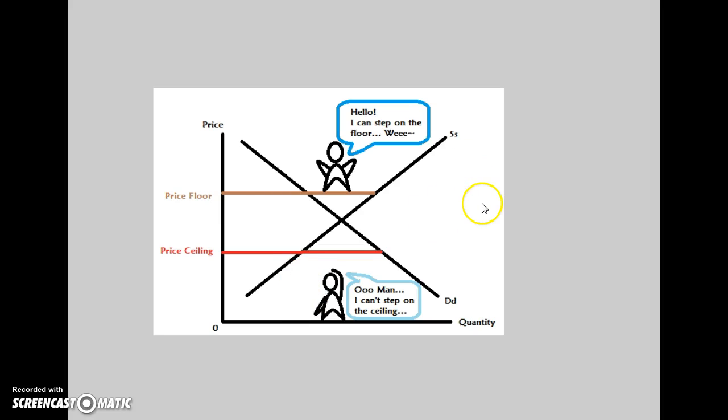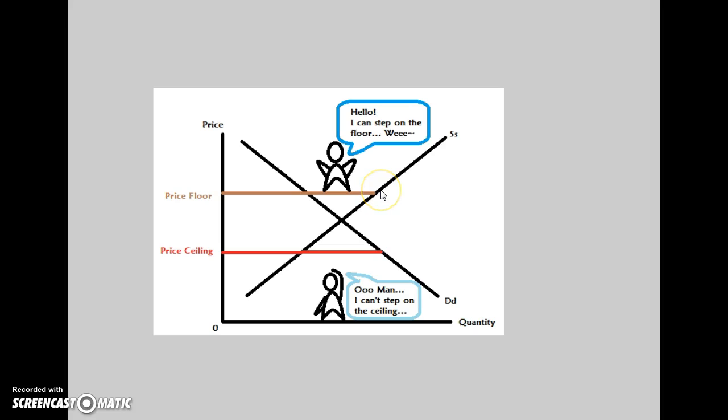So a price floor is set above the equilibrium, and it says, hello, I can step on the floor. That means that as a seller, you can sell your good, say it's apples. If the government says that this price floor right here is set at $5, that means the seller can sell their bushel of apples for $5, $5.25, $5.75, $6, $20, whatever they want. But they cannot sell their apples for anything below that price floor.